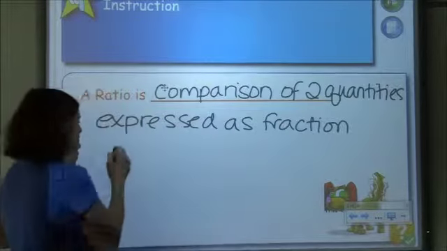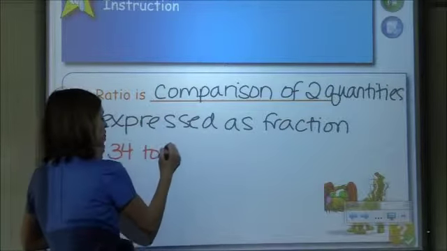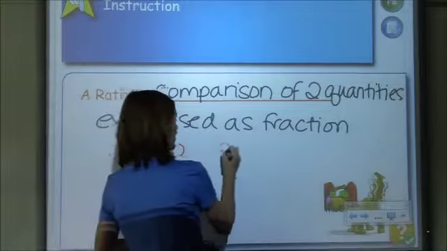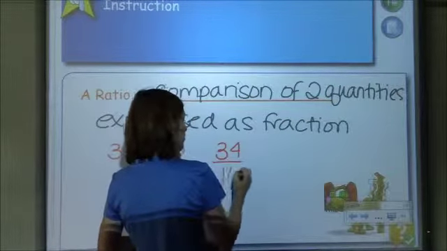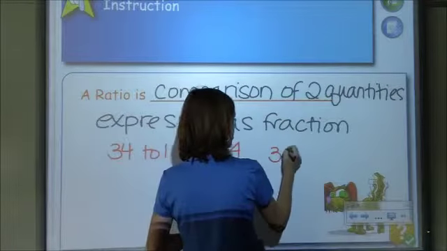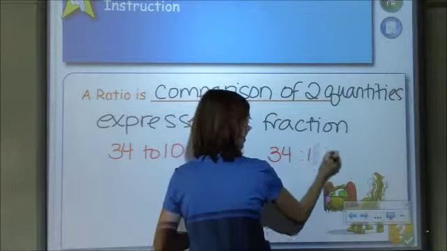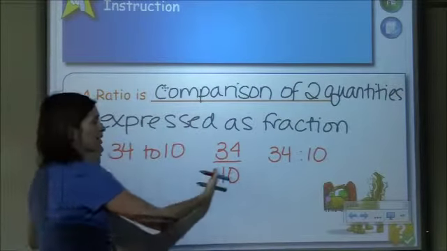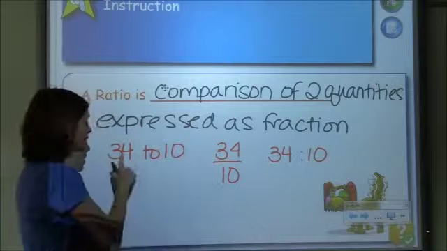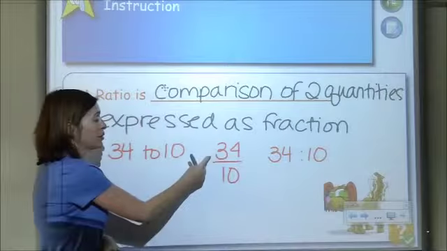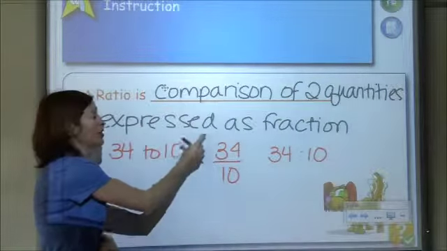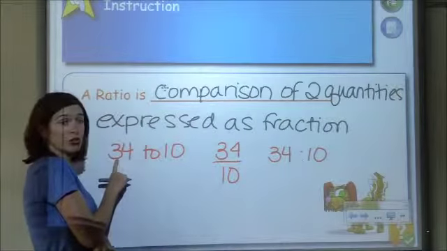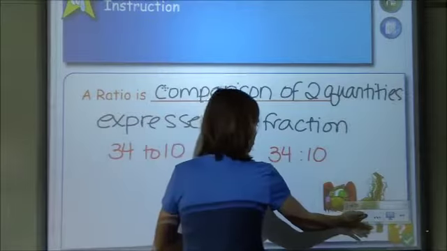We could say if something's in the ratio of 34 to 10, we could write it like that. We could also write that as 34 over 10. And we could write that as 34 dot 10, okay? So basically these mean all the same thing. Now you do have to be careful. If I say 34 to 10, you can't write the fraction with 10 on the top. The numerator always has to be the first one that comes to the left of the "to", okay? All right, so that's a ratio.